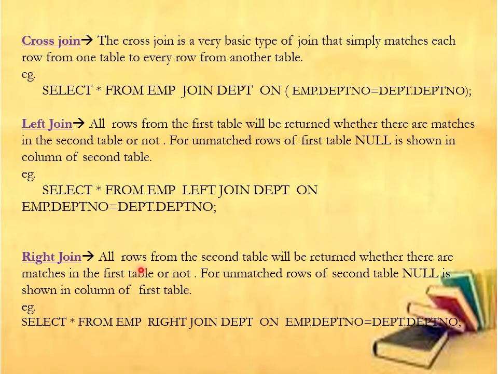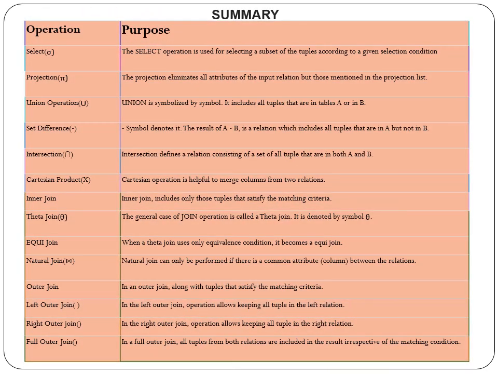Next, right join. All rows from the second table will be returned, whether there are matches in the first table or not. For unmatched rows of the second table, null is shown in the columns of the first table. So this is the command to find right join. And these are the functions in SQL. So this is the summary. These are the functions with their purposes.